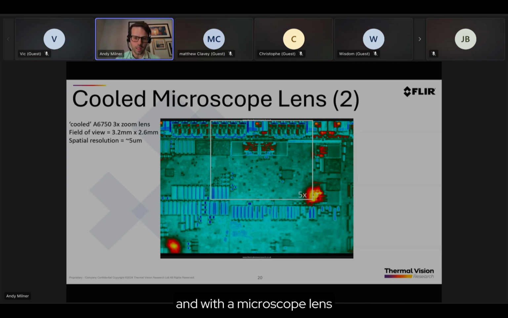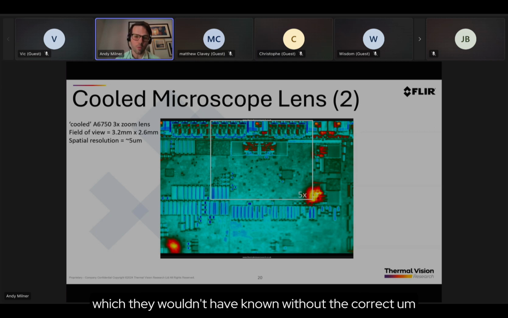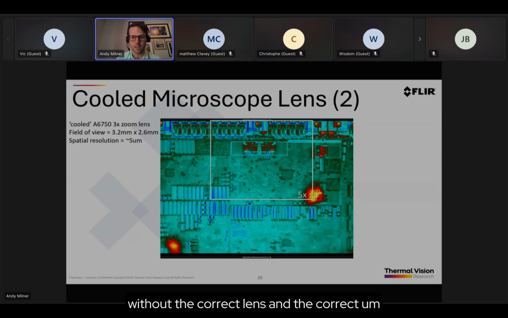And with a microscope lens, looking at semiconductor devices, this is how you do that. For example, we worked with one customer who was looking at their microchip, and they were wondering why it was basically blowing up, and they couldn't understand it because it was only getting to 70 degrees. However, when they used the microscope lens on it and had the resolution required, it was actually getting up to 170 degrees, which they wouldn't have known without the correct lens and the correct resolution for what they were looking at. So again, we can go really close.